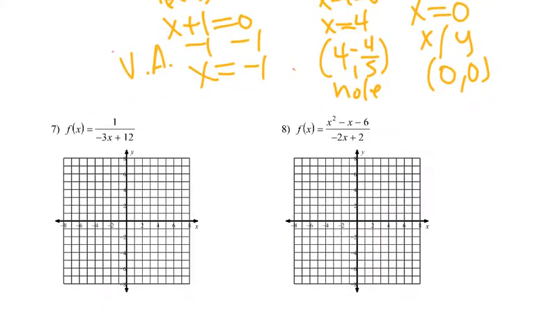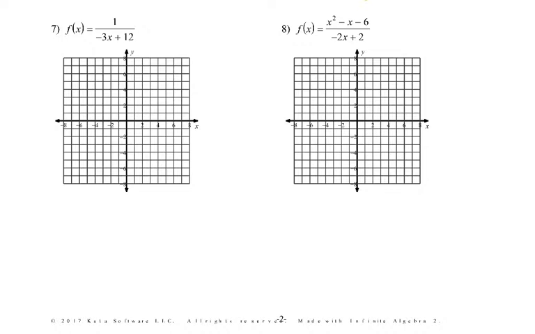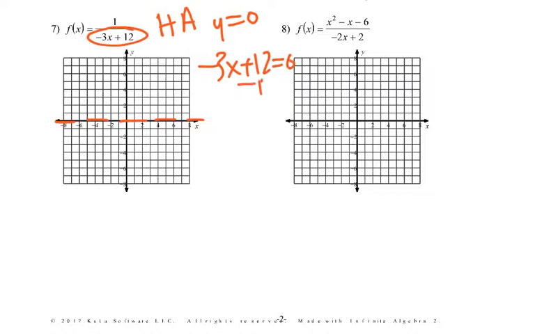There's those ones. Okay, now let's take a look at these other two. So 7, no x on top, x on bottom means our horizontal asymptote is at y equals 0, which means we have no x-intercept. So we take the bottom here, set it equal to 0 for our vertical. Get -3x equals -12. Divide by -3, we get x equals 4. So that's our vertical asymptote.